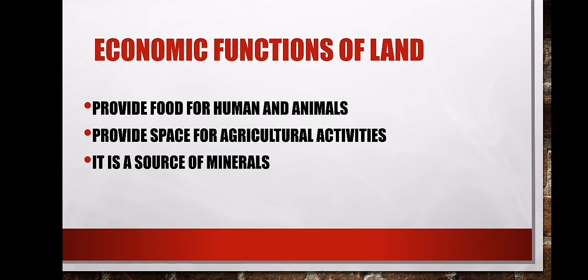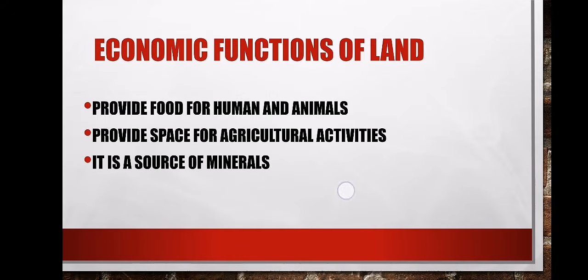It is a source of minerals. There are mines, and in the mines we get minerals from land. You have your gold, you have your silver, which is used to generate money. So we can say that it provides a source of minerals. You also have phosphorus and potassium. Those minerals come from land and will be used by plants and animals as their nutrients. So we can say it is a source of minerals.